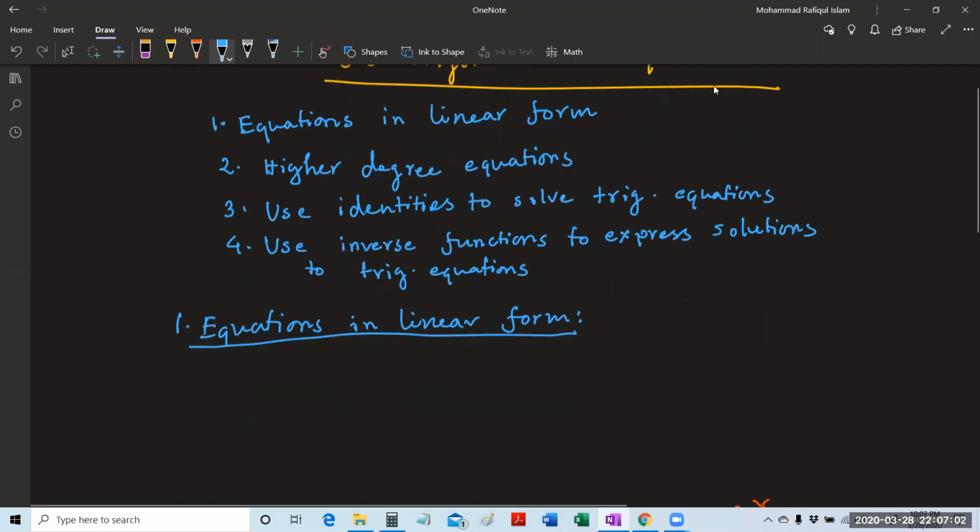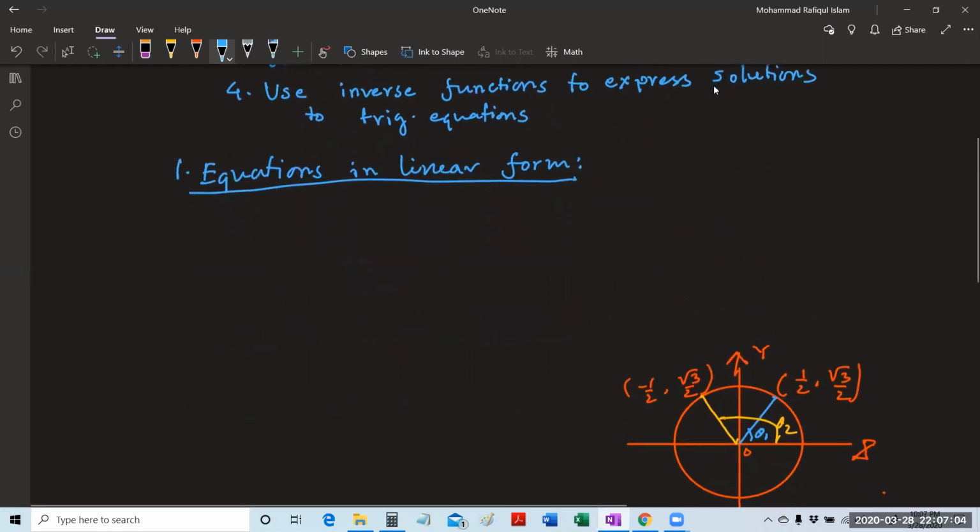So let's start with the first topic, equations in linear form. What do we mean by that? Let's begin with an example. Let's say we have this equation, 2x plus 4 equals 6. This is simply a linear equation because the unknown variable x is in first power, it's not squared, or in any other trigonometric or exponential functions. Transcendental expressions are not involved here. So this is a simple example of linear equations.